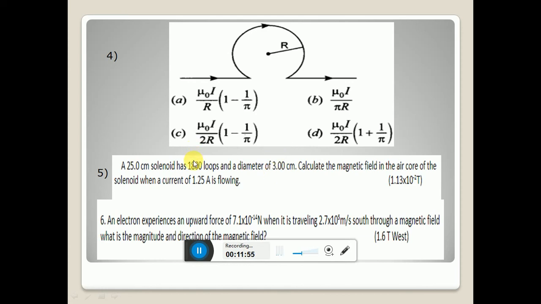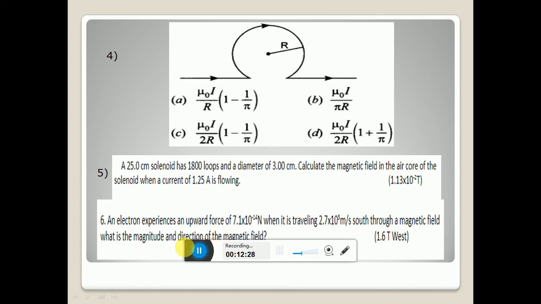Here the number of turns is given as 1800 and the length of the solenoid is 25 centimeters. So the equation for magnetic field generated by the solenoid will be B is equal to mu naught n i, where n is the number of turns per unit length. So first of all calculate the n value, and after calculating the n value substitute it in B is equal to mu naught n i. Then you will get the magnetic field value. So the answer for this question is given here.